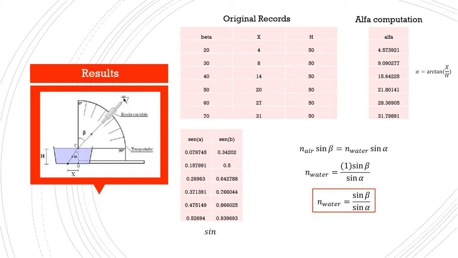We have the final relation, which is in the chart here, in the red square. And this is the formula that we are going to seek in order to compute the refractive index of water. That is the reason why we compute the alpha angle and then the sine properties of each one, because we are going to make a graph using this relation.